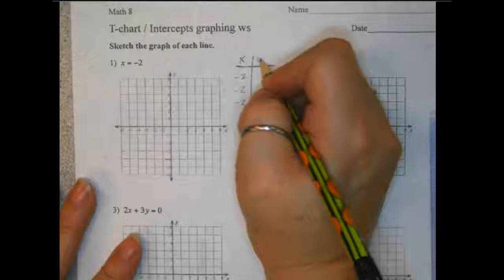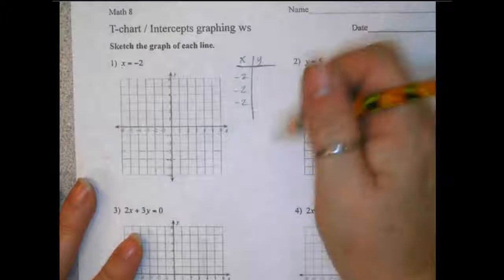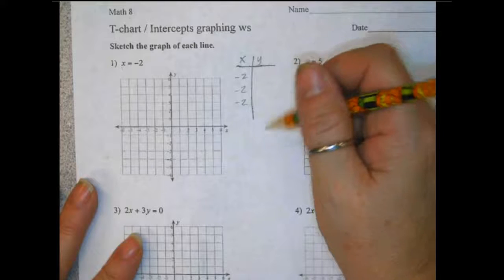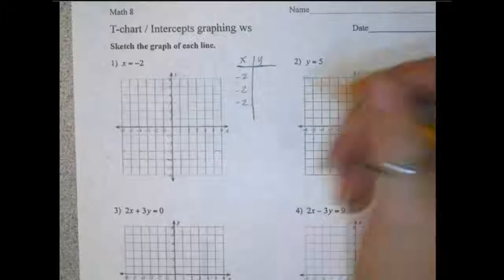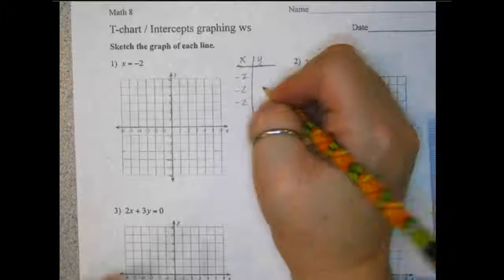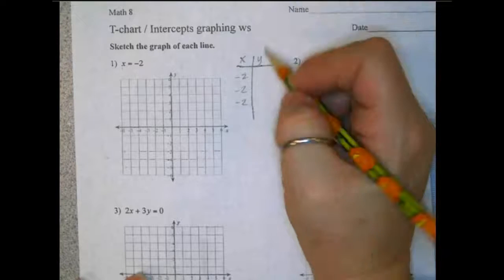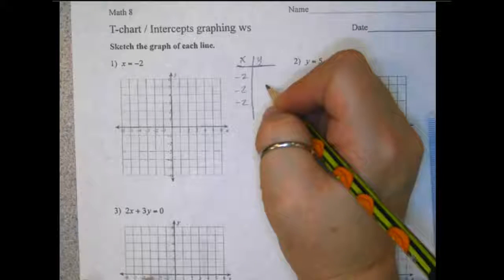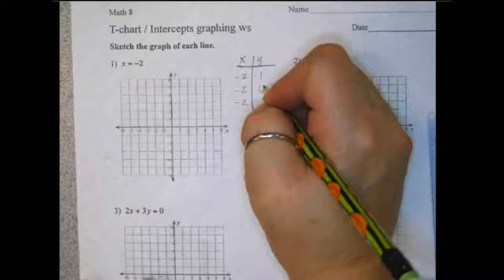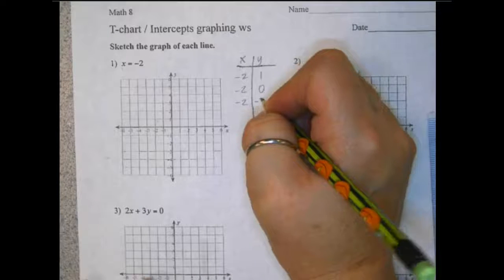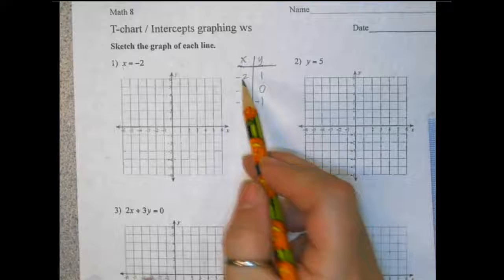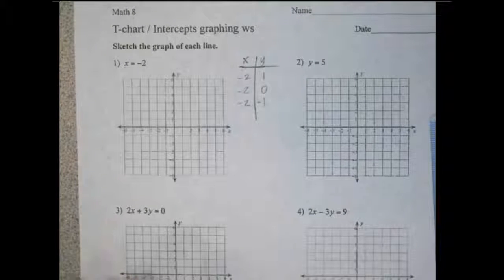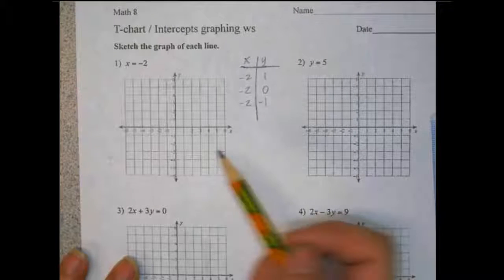So if my x is always going to be -2, I can pick 3 numbers. Do you remember the numbers that I like to use because they're simple? So 0. What's the other one? So 1, 0, and -1. That gives me 3 points that I can right away plot. So let's go ahead and plot those points.